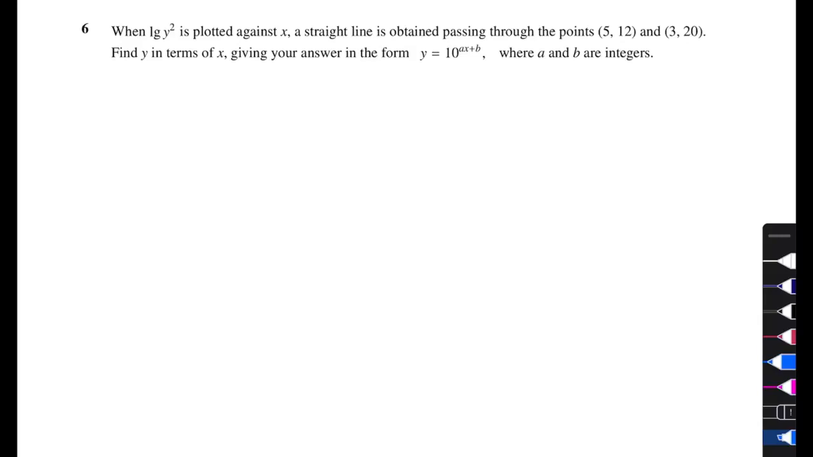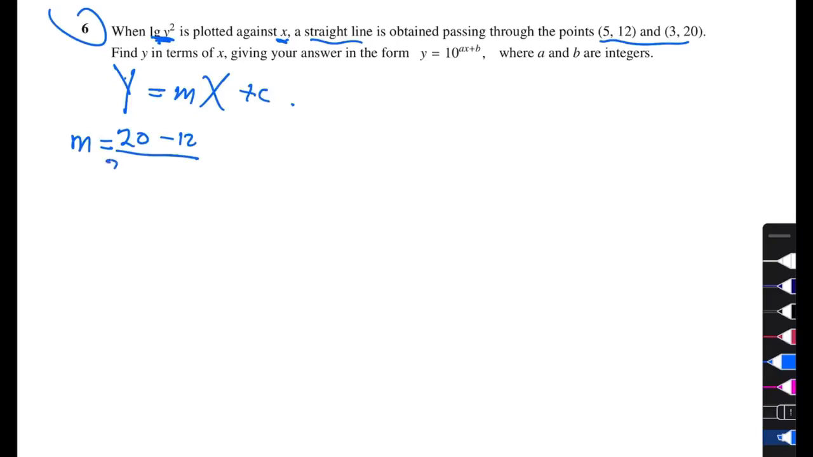Question number 6 says that when this thing is plotted against x, a straight line is obtained passing through these 2 points. The fact that a straight line is obtained, just get the formula for the straight line, y equals mx plus c, but it should be big Y and big X, differentiated from the small y and small x that you are given. Then you can find the gradient, which will be 20 minus 12 over 3 minus 5, giving you negative 8 over 2, giving you negative 4.